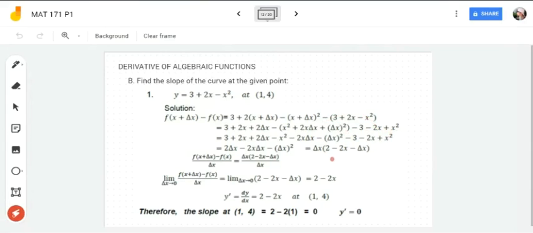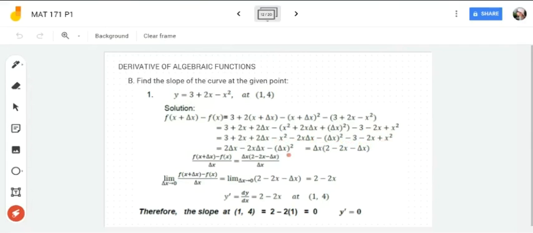Okay, so after that, let's remove the parentheses here so that we can simplify your equation. So we will be having 3 plus 2x plus 2 delta x minus x squared minus 2x delta x minus delta x squared minus 3 minus 2x plus x squared.